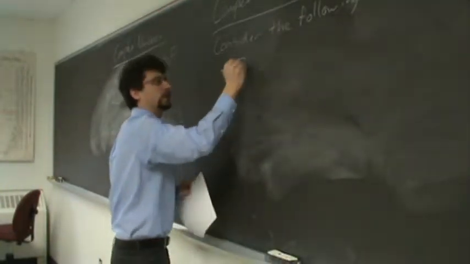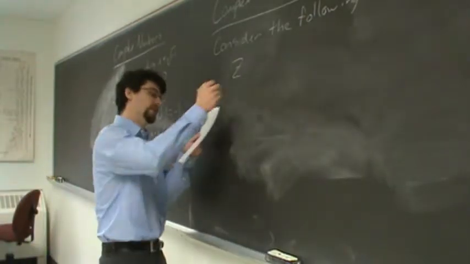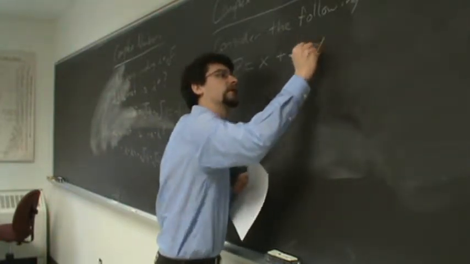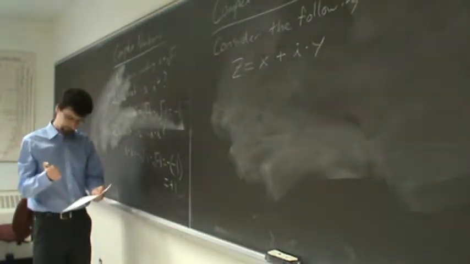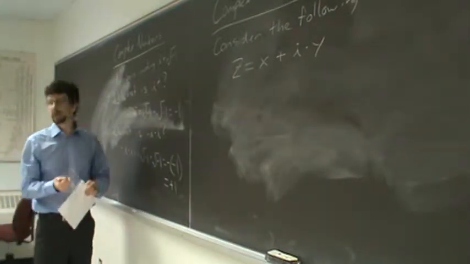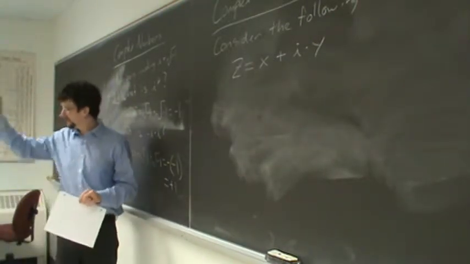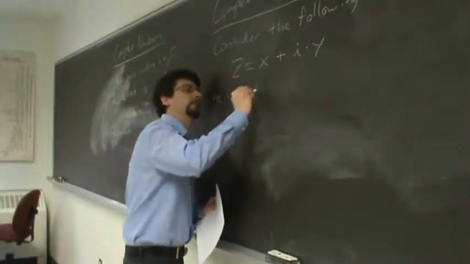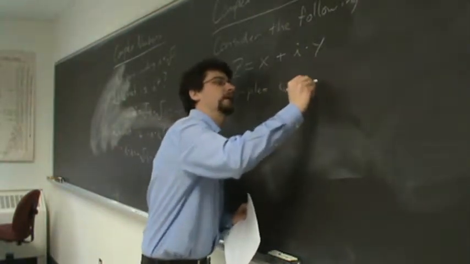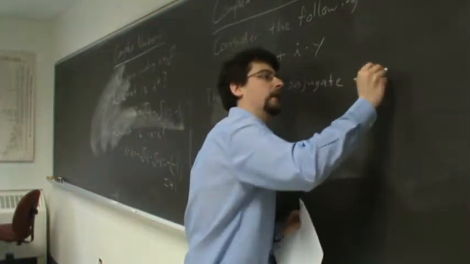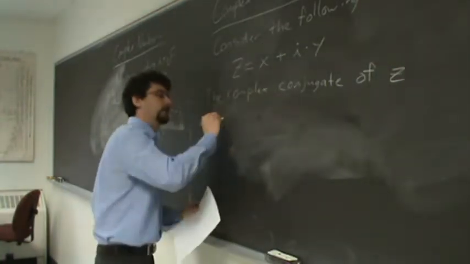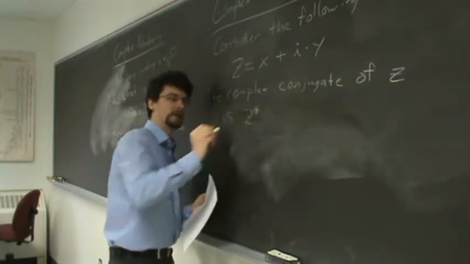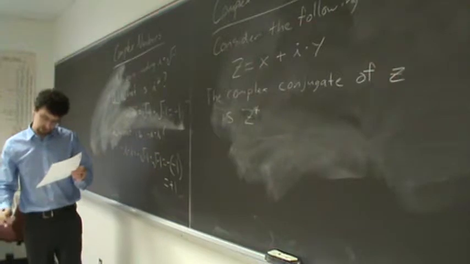We're going to say we have the function z. Z is going to be equal to x plus i times y. Okay, the way we denote a complex conjugate is we put a star next to it. So the complex conjugate of z, z star. That's how we're going to indicate that we're taking the complex conjugate of it.